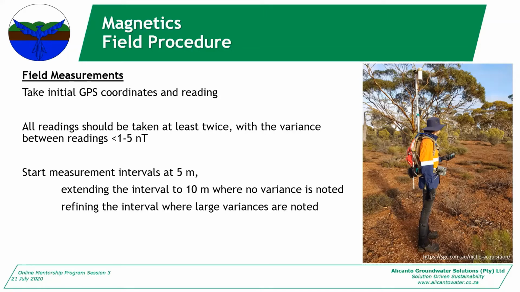You start your measurement intervals at 5 meters. When you see there's no variance in your line, and magnetic readings are a lot easier to look at in the field and interpret on the fly, if it's not varying that much, then you can extend up to 10 meters. But if you start seeing variation, if your readings start climbing by 100, 200 per station, go back and start doing it at smaller intervals, 2 meters, 1 meter, just to refine your anomaly reading.